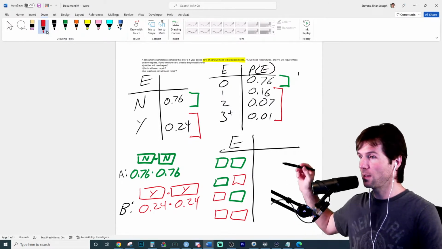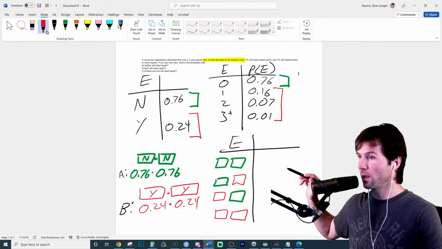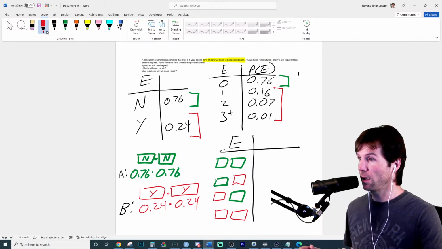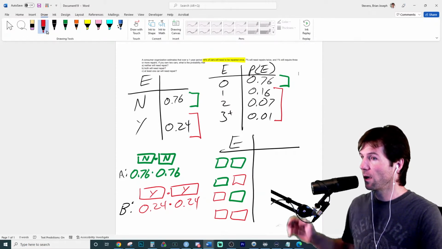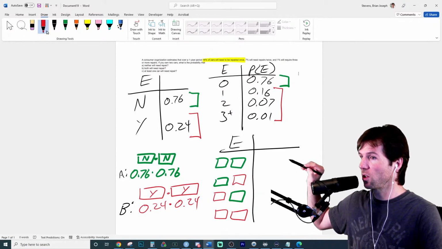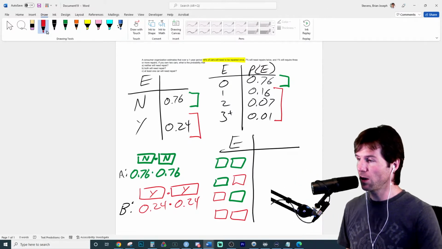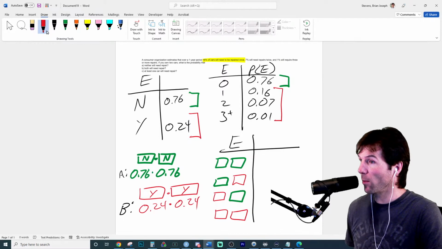It is either the case that both your cars did not need repairs, the second one needed repairs, the first one needed repairs, or both your cars needed repairs. Like that, it is the case that this would occur. Notice how I'm saying or, because you could add these probabilities, right?